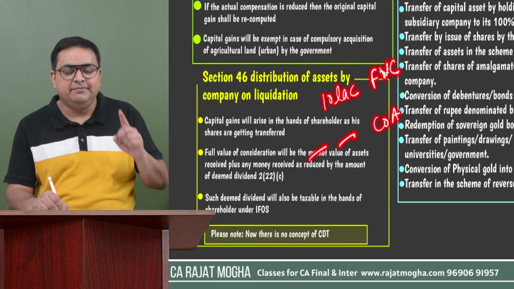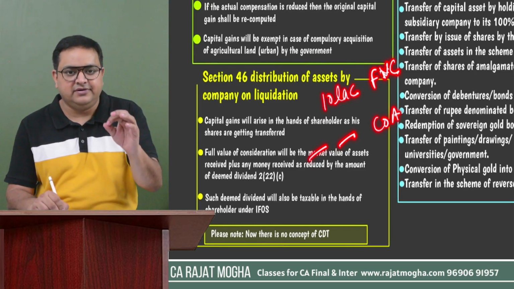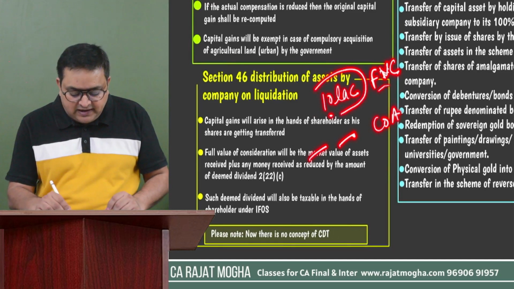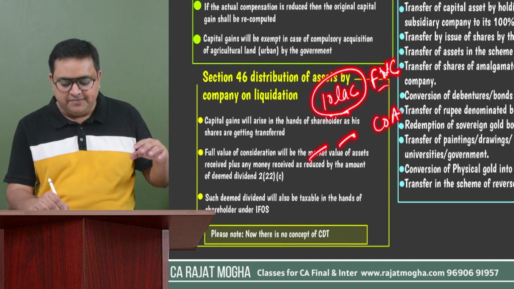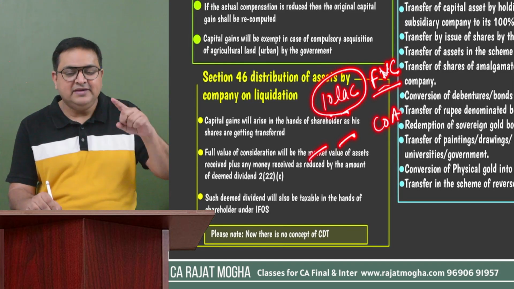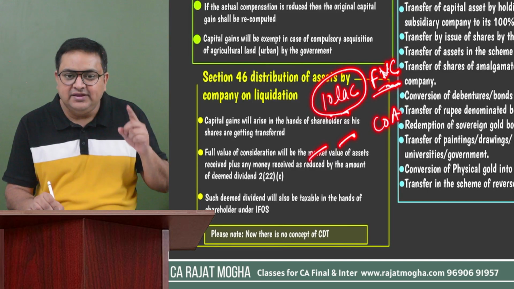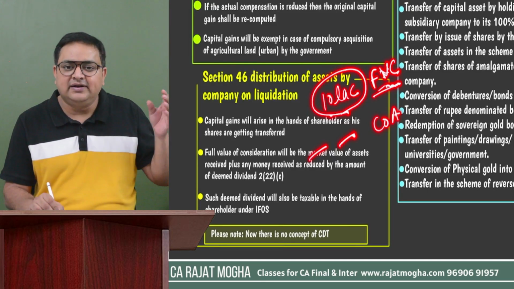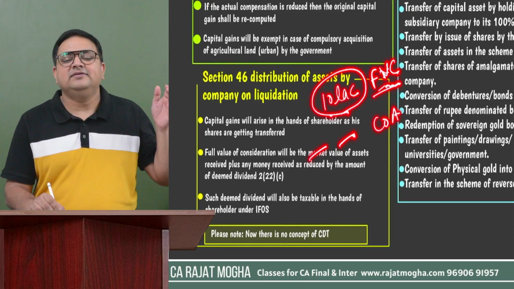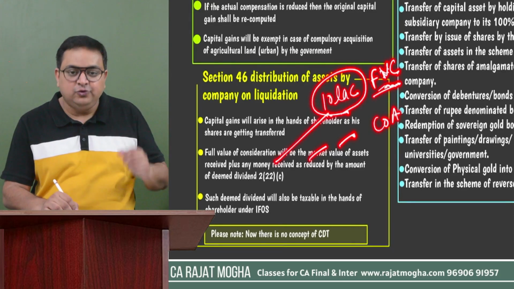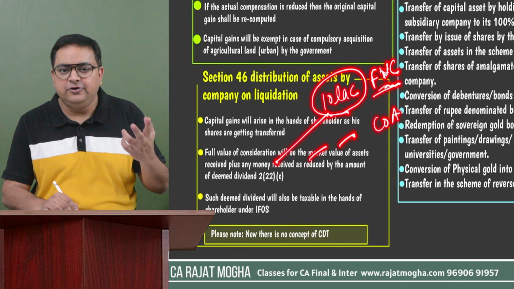But please remember, only a single point is here, which is important. So 10 lakh rupees, I'm getting it from the company. That is the full value of consideration. But please remember, you have to see whether there is any accumulated profit at the time of liquidation. If there is any accumulated profit, then out of this 10 lakh, we have to split this 10 lakh into two parts.